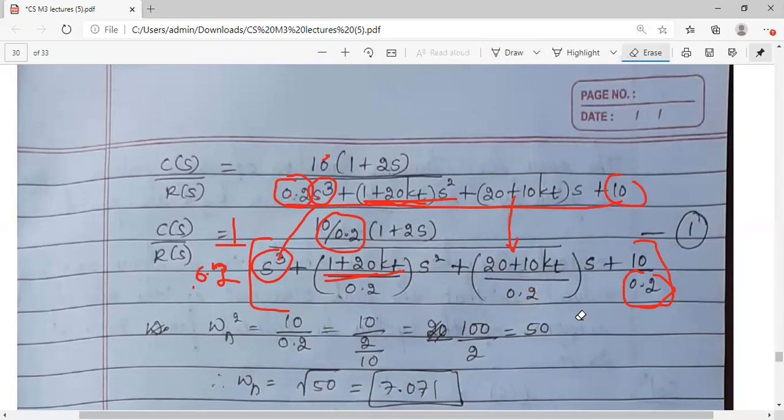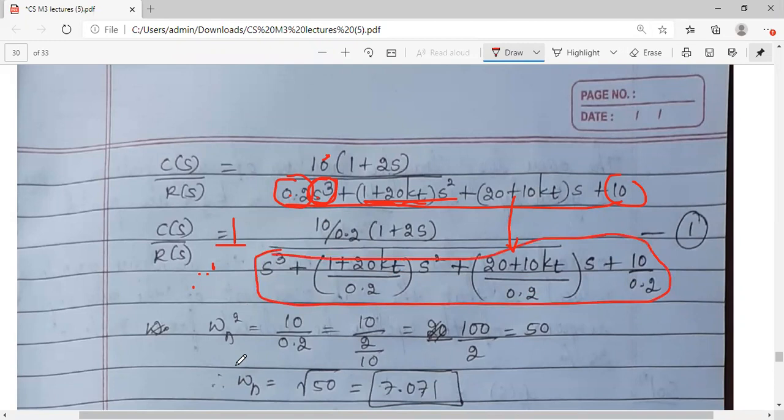Why have I done all these rearrangements? Why take 0.2 common? Because I want this s cube coefficient to be 1. Now you can see here the s cube coefficient is 1. So now tell me, observe equation 1. What is the order of the system? After so many problems, you should be able to tell me the order of the system.